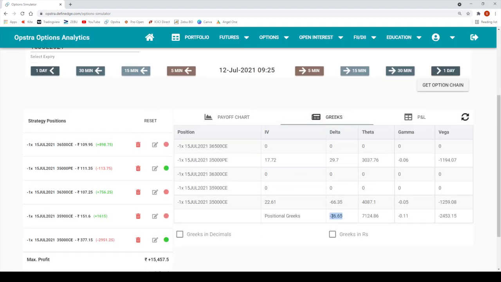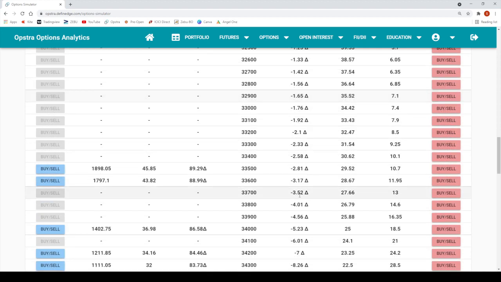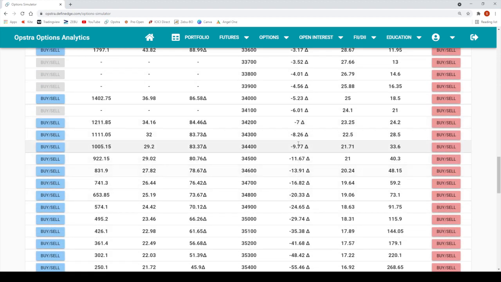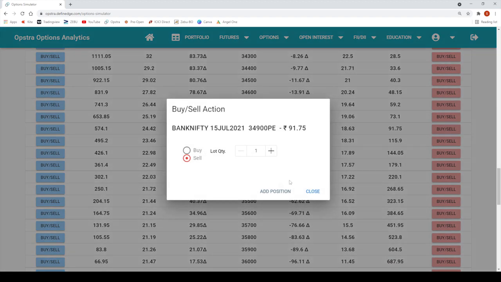Okay, so we have a delta mismatch of minus 36. So the call delta become 66. So now we are going to sell additional put options. Okay, I am going to option chain. So we have to see where is the 25 delta put option. So this is delta column. So 34,900 is having 24 delta. So I am going to sell one lot.